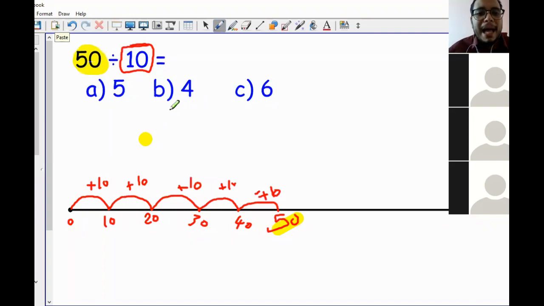What is the answer of the question? Let's count how many jumps I made to land on 50. So I made 1, 2, 3, 4, 5. I counted 5 jumps of 10 to land on 50. So the answer is 5.